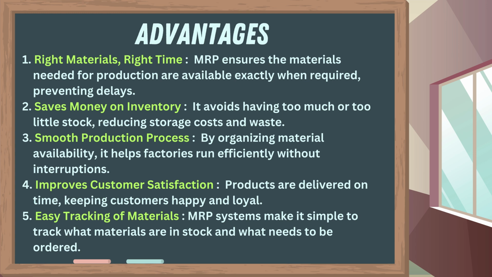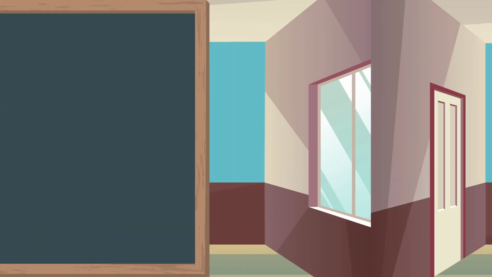3. Smooth production process. By organizing material availability, it helps factories run efficiently without interruptions. 4. Improves customer satisfaction. Products are delivered on time, keeping customers happy and loyal. 5. Easy tracking of materials. MRP systems make it simple to track what materials are in stock and what needs to be ordered.